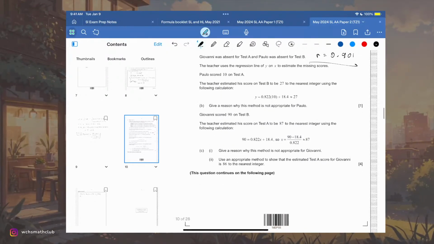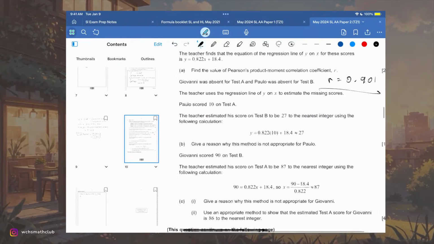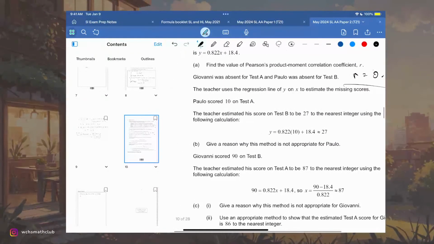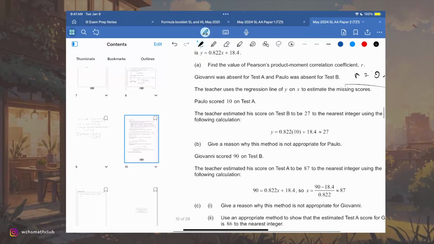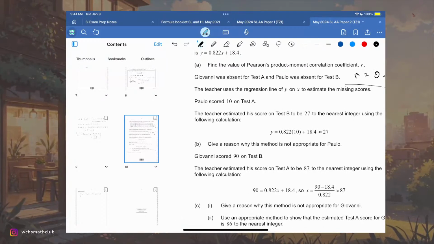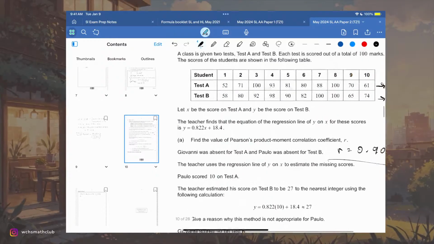And then for part B, we're going to see the teacher estimated his score on test B to be 27 to the nearest integer using the following calculation. So we see that essentially they use the regression equation on this person's test A score, which is correct because we're basically converting from test A to test B.